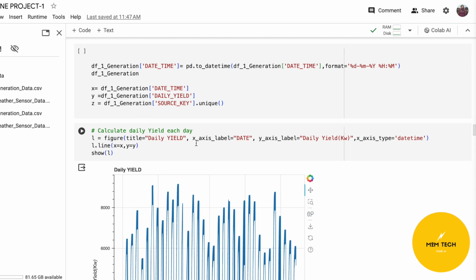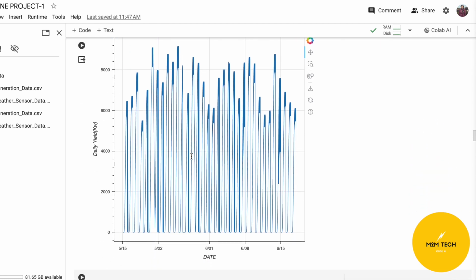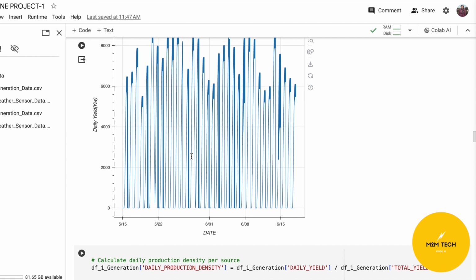I examined the daily yield trend over the entire duration of the dataset, and I have observed that the daily yield generally increases over time, which indicates a positive trend in the energy generation. So we can say that there is a consistent trend of increasing daily yield over the duration of the dataset.